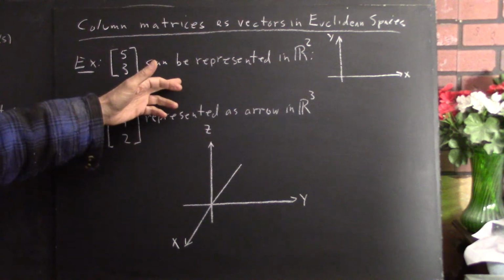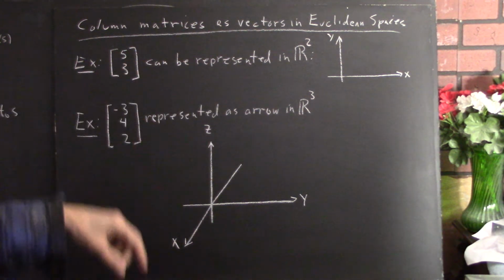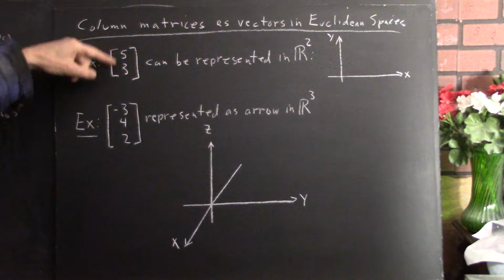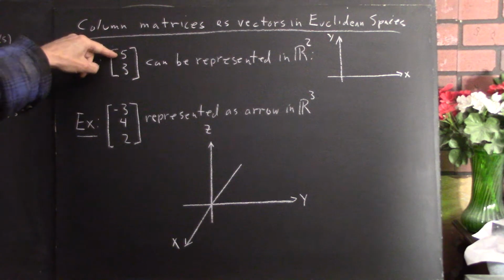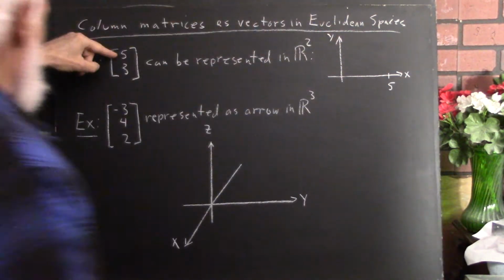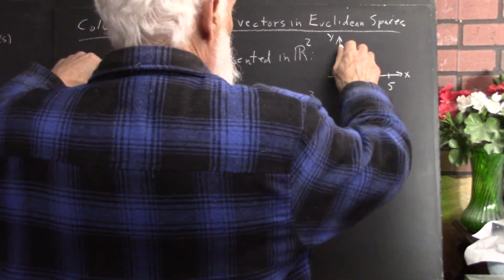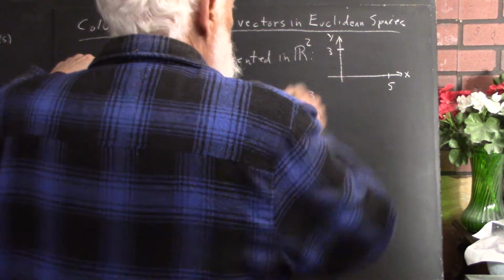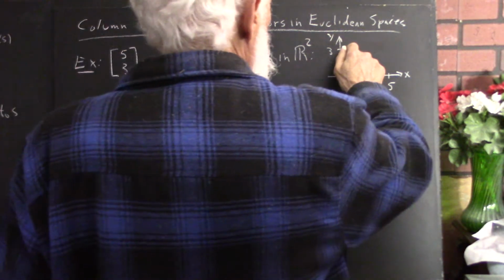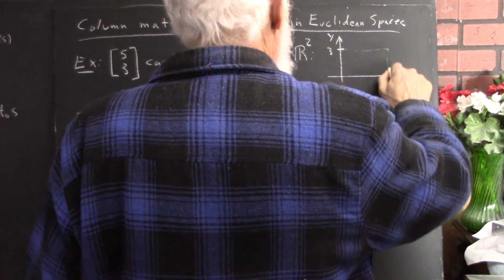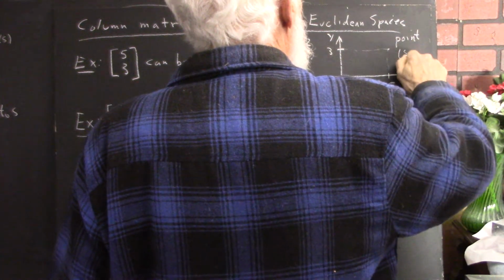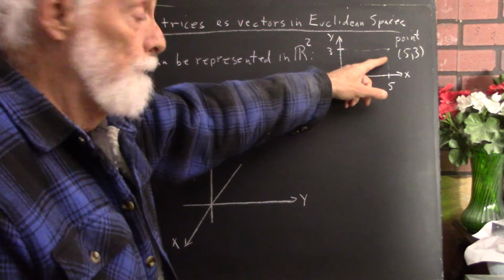Okay, this is going to be represented in R2. It's going to be represented by an arrow. First of all, 5. This is going to be the x-coordinate, this is going to be the y-coordinate. So x is going to be 5. So let's see, x is 5 here, and y is going to be 3. So let's say y equals 3 is about here. Then we can, of course, find the point 5, 3, going to be right here.